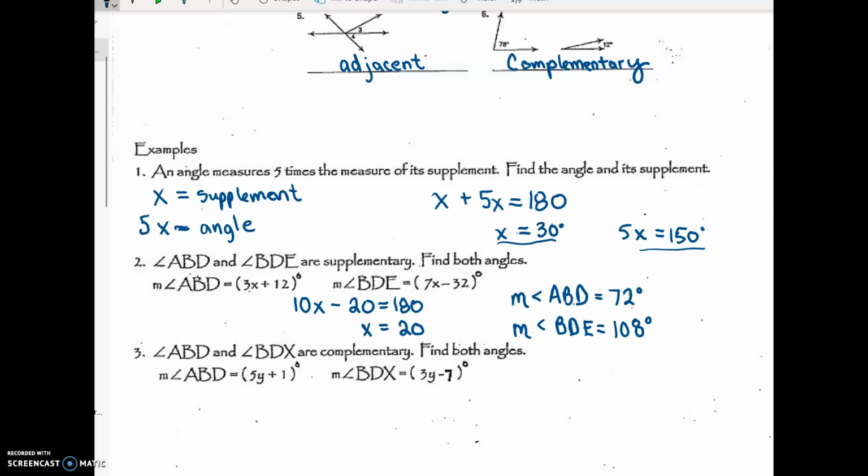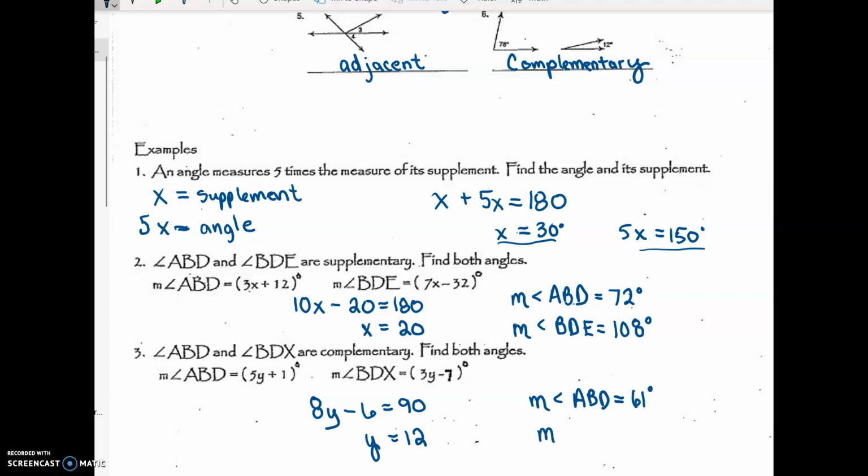All right. Now, the last problem here, the only difference is it says they are complementary. So again, we would combine the like terms together. So we would have 8y minus 6, and this time it's going to equal 90, because they're complementary. So we would solve that equation for y. You should end up with y is 12. And again, we would need to take that and plug it in to find the angle measures. So the measurement of angle ABD in this case, when we plug in 12, is going to be 61 degrees.